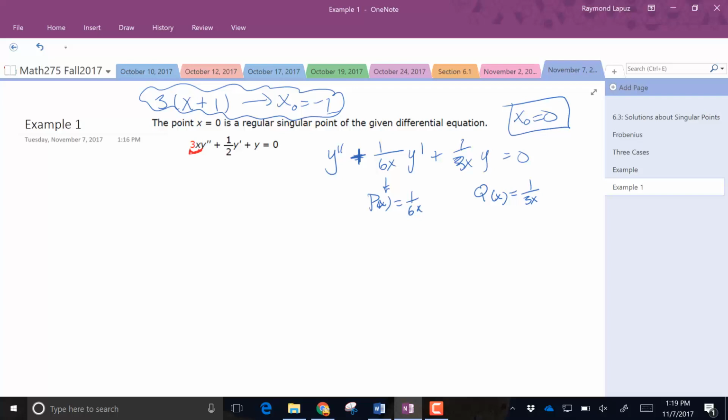All right, now that we've identified P and Q, let's identify little p and little q. So little p of x is x times capital P of x. So that's 1/6. And little q of x is going to be x squared times 1 over 3x. And so this is going to equal 1/3 times x.